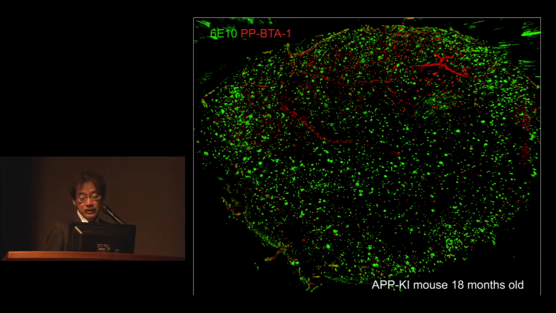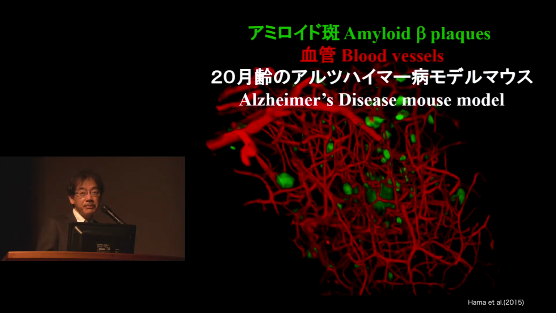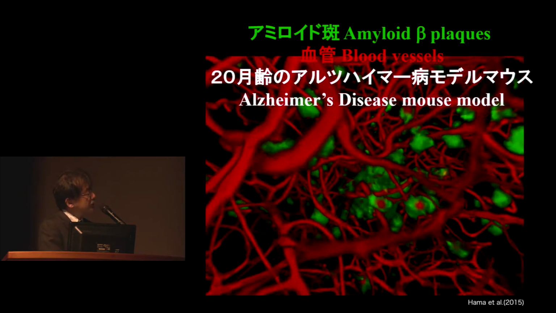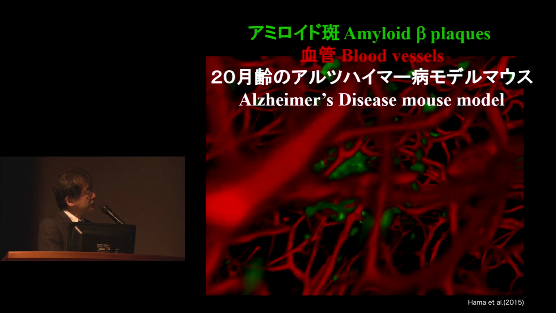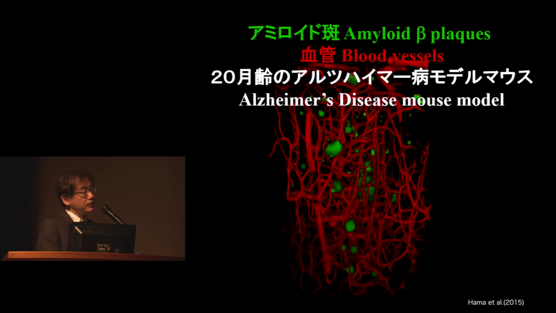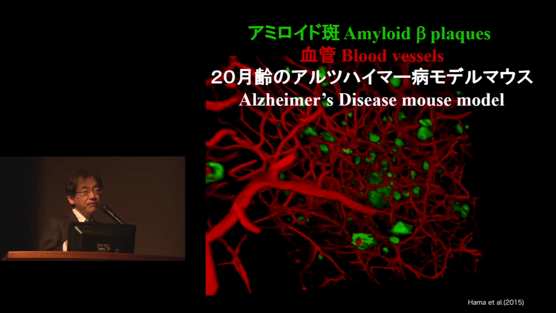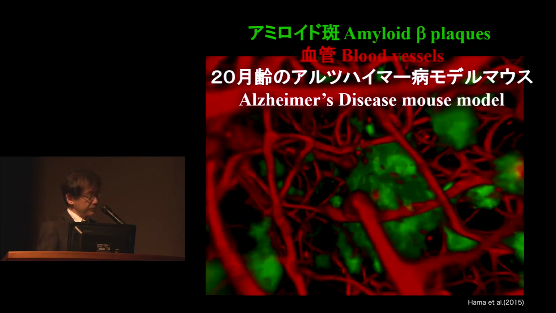And in addition, we labeled the blood vessels with red fluorescence, and this is a very comprehensive perspective, which tells us how A-beta plaques interface with blood vessels. Okay.